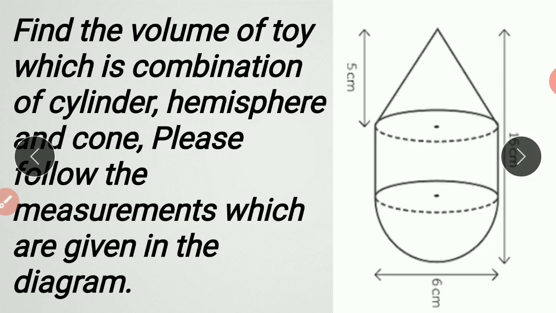Okay, now see another example. Just find the volume of a toy which is a combination of cylinder, hemisphere, and cone. Please follow the measurements which are given in the diagram. In this diagram already some measurements are there. Just you should solve by using the steps of our example problems.